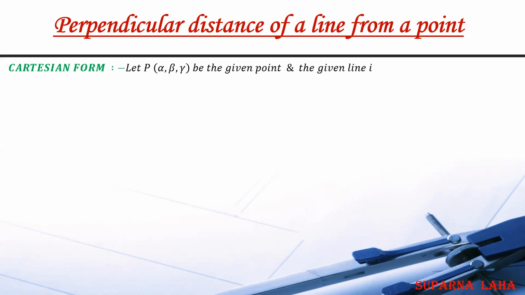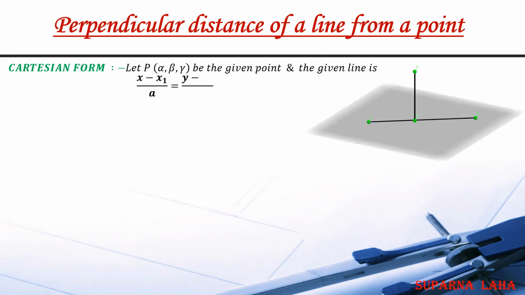So take a point alpha comma beta comma gamma, a point P in space, and a line (x minus x1)/a equals (y minus y1)/b equals (z minus z1)/c. Now by the equation of the line you can easily say that a point on the line is (x1, y1, z1) and the direction ratio of the line is proportional to a, b and c.